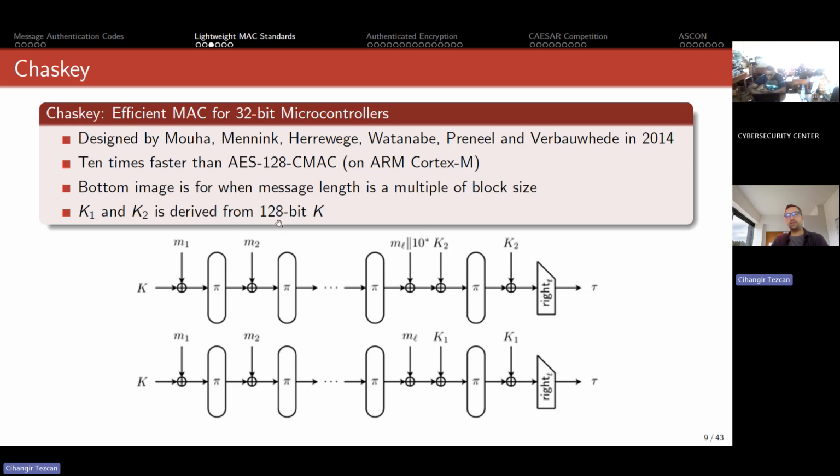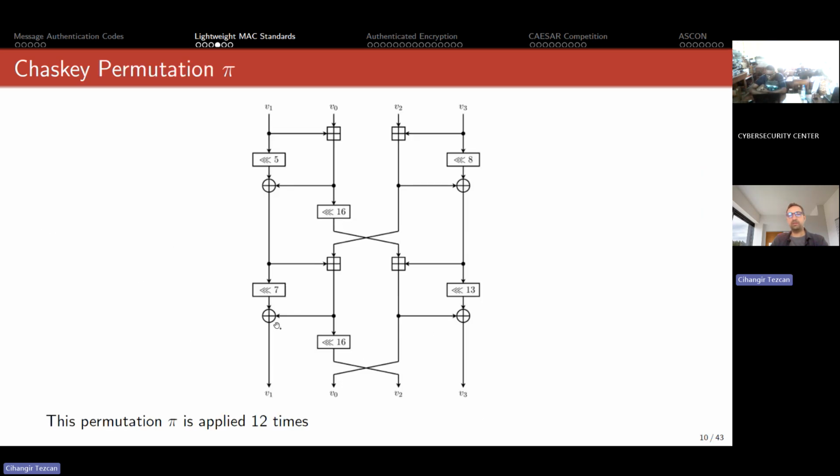Your secret key, the 128-bit K, is divided into two parts, K1 and K2. There is a pi operation here. As you can see, it is a permutation, and it is applied 12 times. The operations are simple: XOR, addition, and rotation.